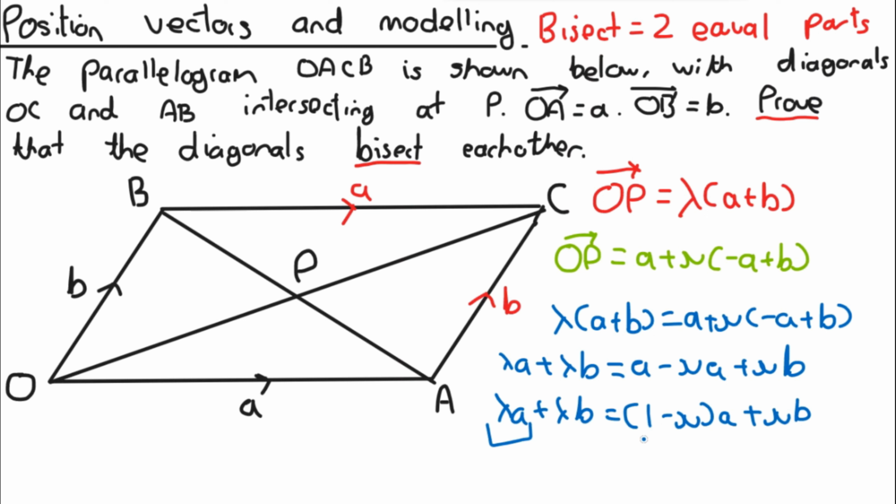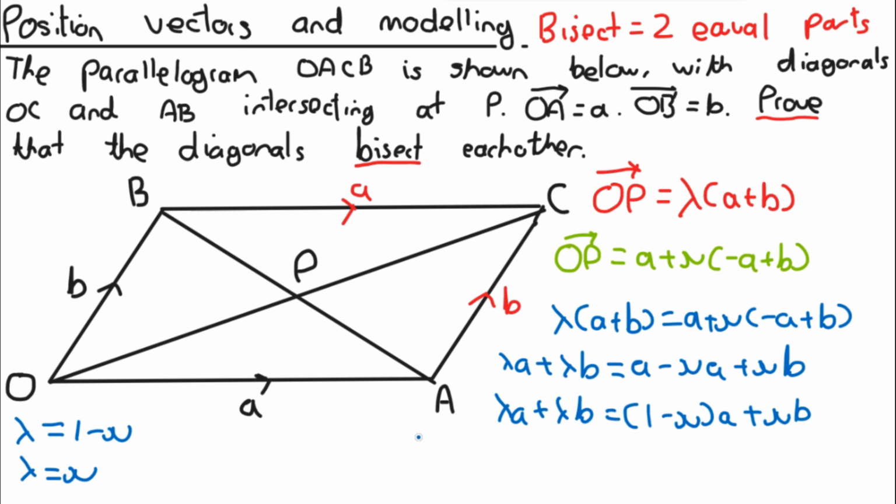We know that these coefficients are going to equal these coefficients because they're both A, and these coefficients are going to equal these coefficients because they're both B. So we've got two sets of simultaneous equations. Lambda is equal to 1 minus mu, and lambda is equal to mu. Now this might be a thing that you haven't come across before, and it's just something that you can do.